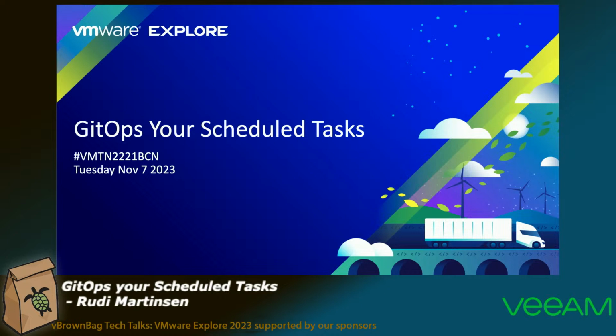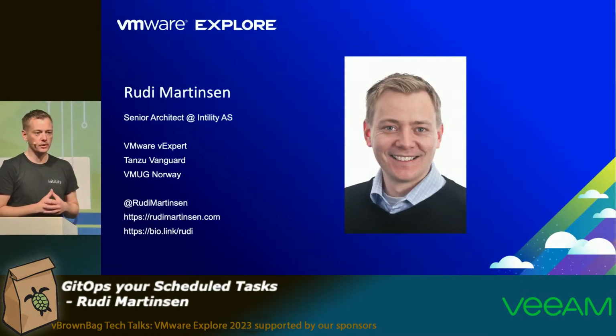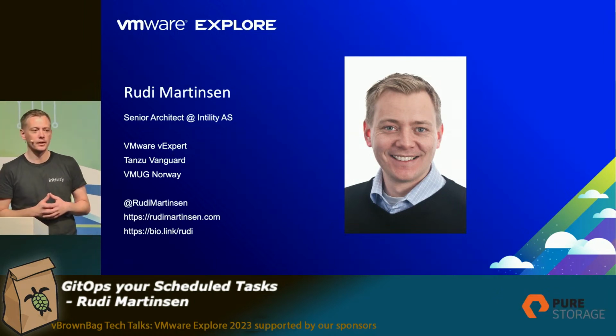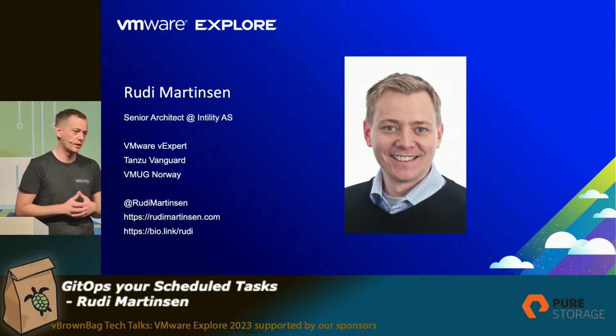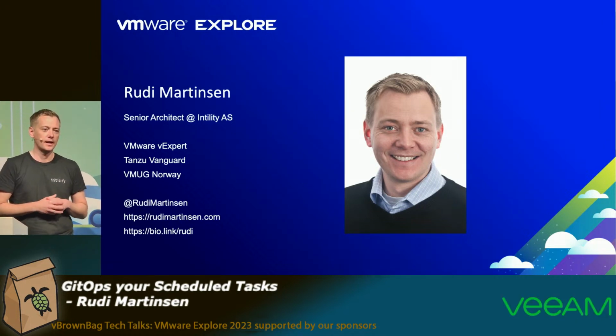So, welcome to this presentation where I'll show how we have evolved from running our scheduled tasks in a Windows server and up to a modernized Kubernetes platform. My name is Rudi Martinsen, and I'm working at a company called Intility, and we're a Norwegian-based service provider. We run a shared infrastructure platform for all of our customers. Over 500 customers. We run approximately 400 ESXi hosts and 9,000 virtual machines.